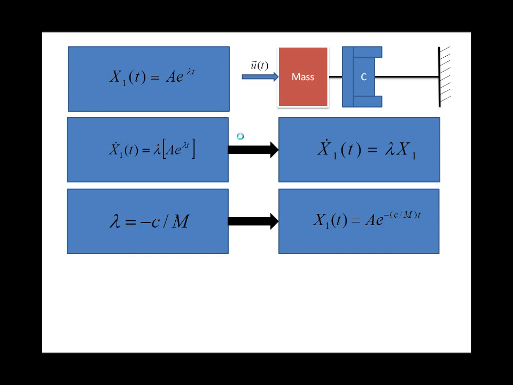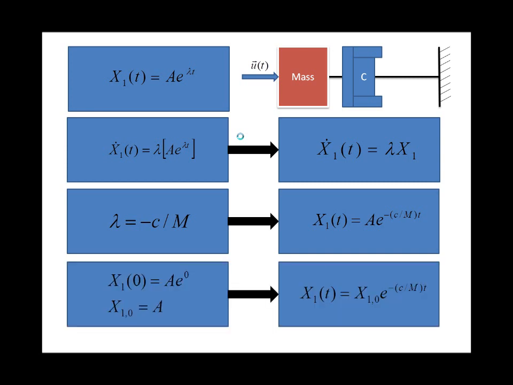Plugging this function back into the original equation, we now have x1 of t equals a times e to the negative c over m times time. Setting t equal to 0 seconds allows us to conclude that x1 of 0 equals a. Substituting this answer into the equation, we finally obtain x1 of t equals x1 of 0 times e to the negative c over m times time.